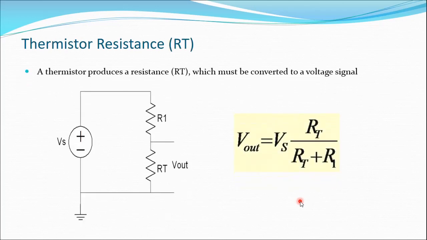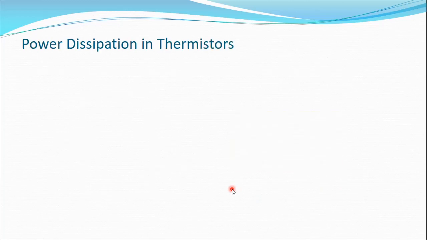A thermistor basically produces a resistance RT, which must be converted to a voltage signal. So here you can see a diagram. We have to apply voltage Vs. Additionally, one series resistance R1 with RT. So V out, the voltage across this resistance RT, can be calculated as equal to Vs into RT by RT plus R1. So this is similar to a voltage divider load, as we know.